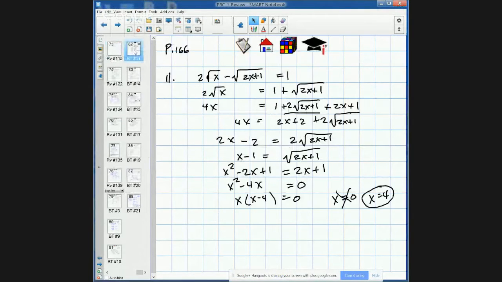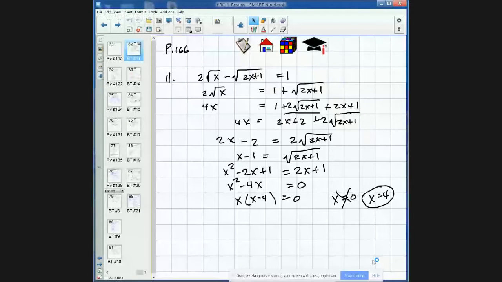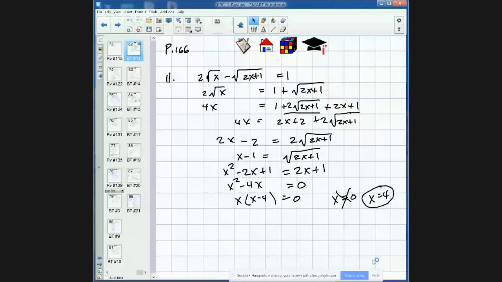Okay. So, you are seeing the shared screen again, Jeremy? Yes. All right. So number 11. Make sure I'm in the right spot. Yeah. 2 times the square root of x minus the square root of 2x plus 1 equals 1. So this is one of those problems where we're going to have to square both sides twice.